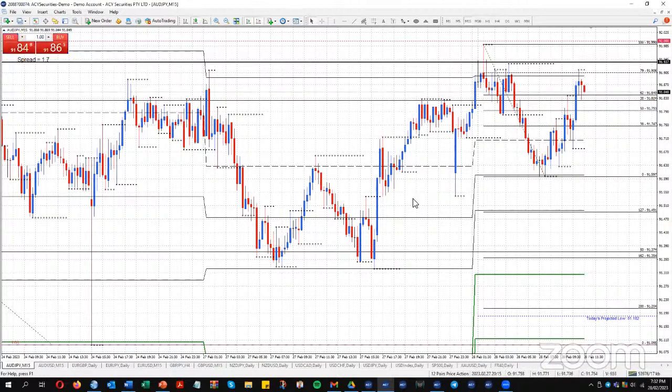So you just need to make a decision. Do you want to look to short up there? It's failing at Friday's high to the left there. Over here at the moment.